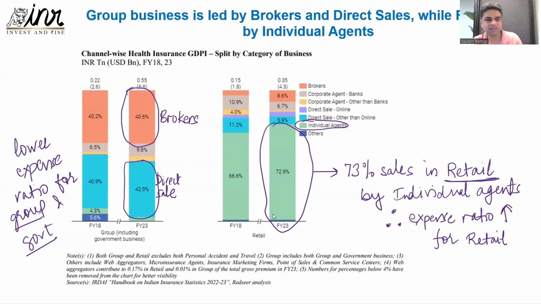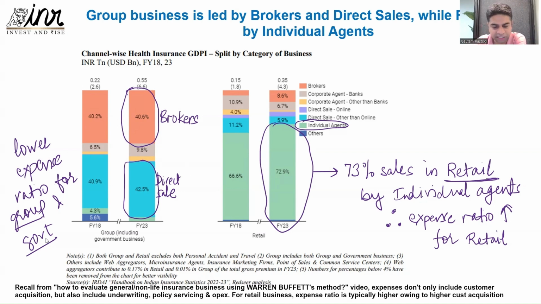All right, so that's why in group and government you'll have a lower expense ratio, but in retail you'll have a higher expense ratio because here you have agents. Commission to dena hi padega, and so customer acquisition cost yahan pe higher hoga. All right. So now with that understanding, let's go to the next slide.